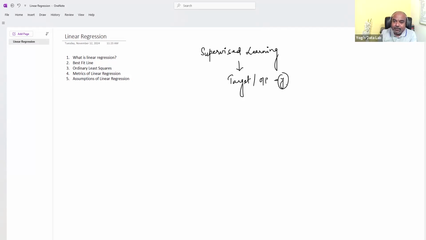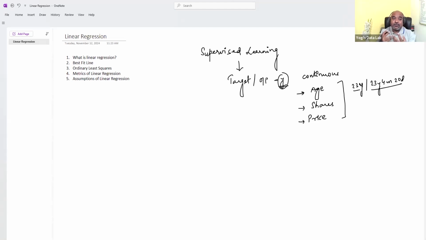Now, when your target variable or your output variable is continuous, like predicting the age of a product or number of shares your post is going to have, or price of a product, right? So these can be continuous values. Someone can be 23 years old. Someone can be 23 years, 4 months, 20 days, like this, right? So you see that I have data which is continuous. This is what I want to predict.